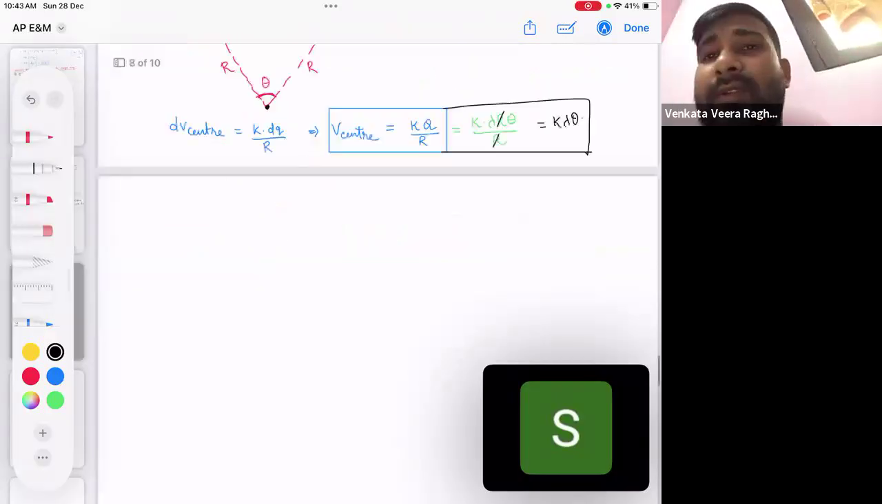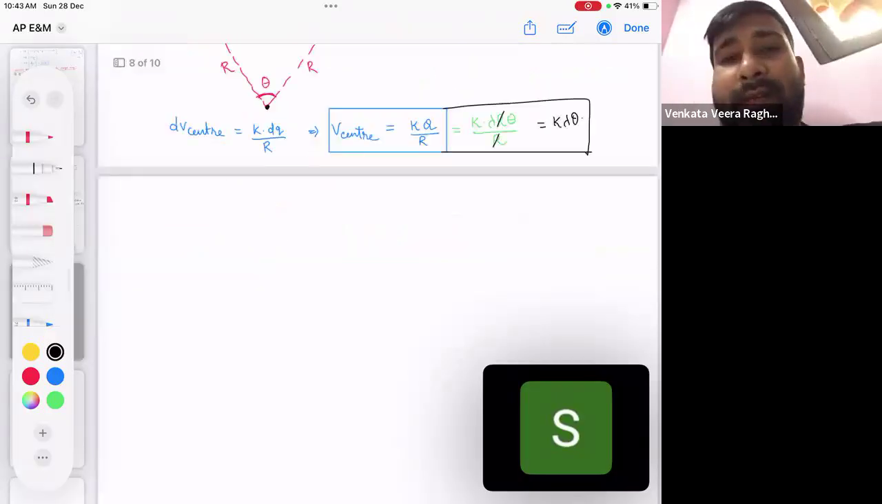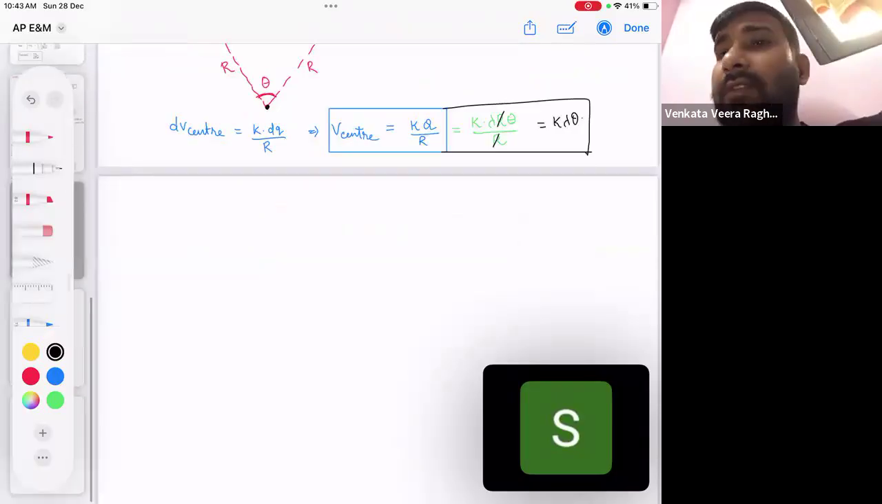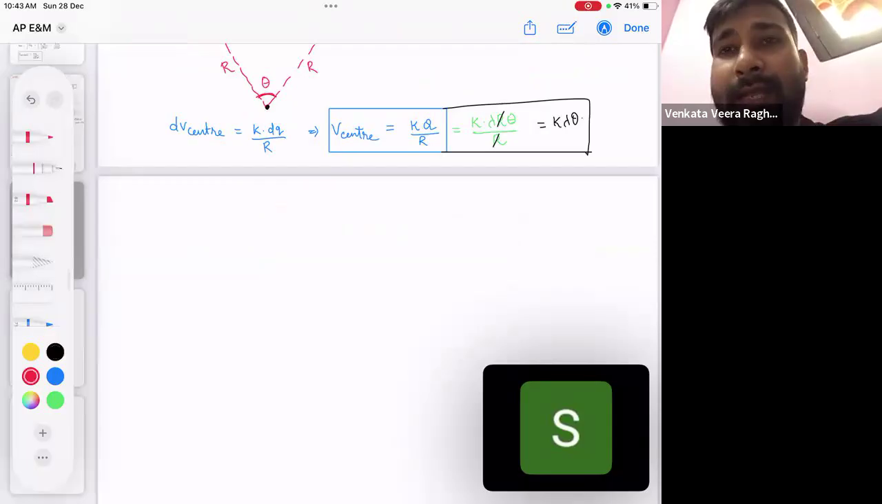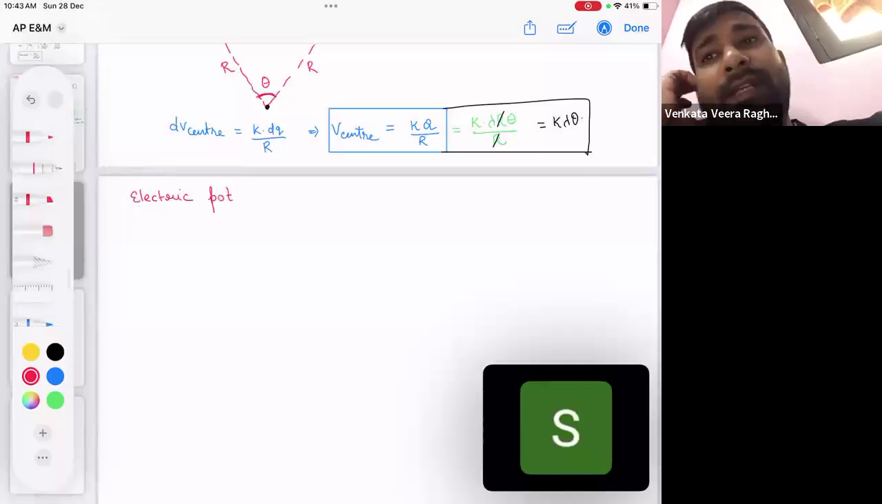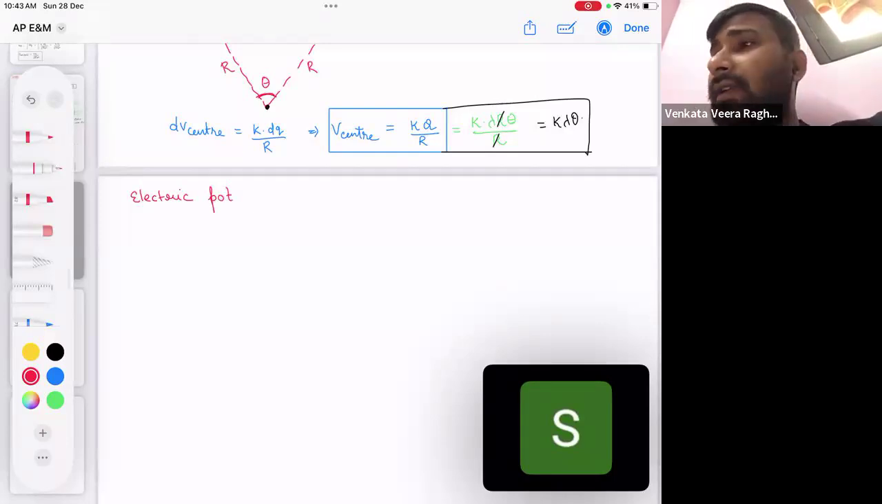Now, next one, let's calculate. Let's take an example here: due to a straight wire, an infinite wire. Next, the third one we are going to calculate is electric potential. For the ring, the part is clear. For the complete ring we have calculated. Then we have calculated for the arc.